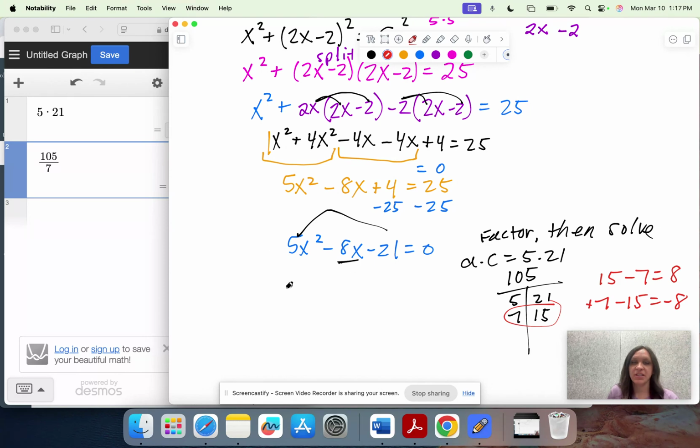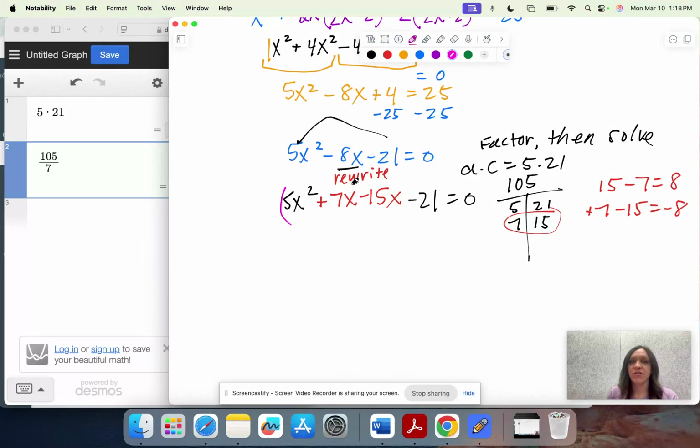So positive 7. So rewrite this middle term as positive 7x minus 15x. I'm going to bring down the first term and the last term, and then we're going to group. So when I group the first two and group the second two, our common divisor on this first one is just x, because 5 and 7 don't divide by anything. So those stay, 5x plus 7. Here, I have to divide by a negative when that first number is negative.